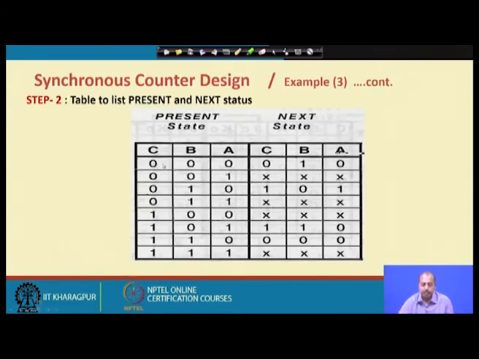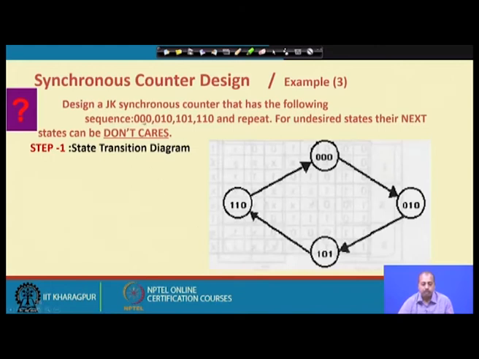This CBA can go through all the 8 combinations, but out of that we are bothered about only these patterns: 0 0 0, 0 1 0, 1 0 1 and 1 1 0. For example, we are not bothered about the state 0 0 1.